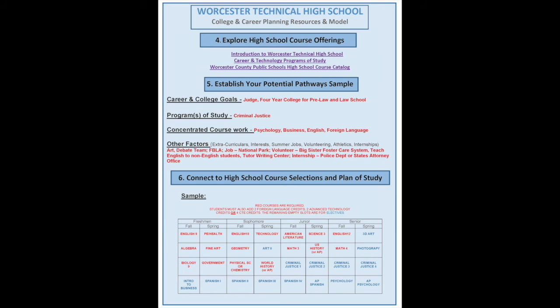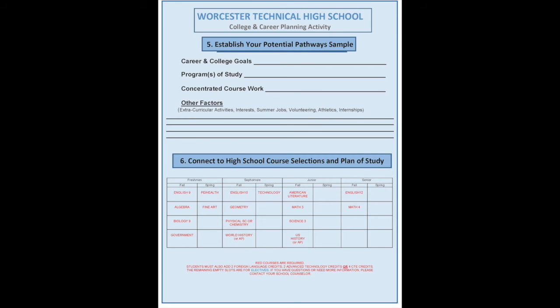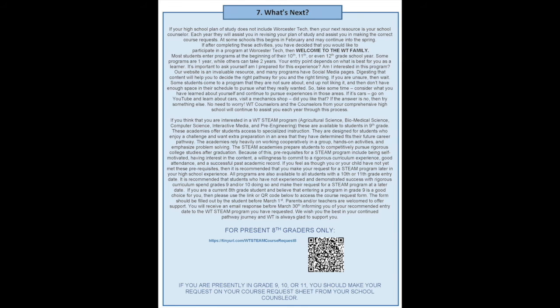The next resource that's there is a tool called the High School Course Planning Sheet. What that will help you do is to keep your end goal in mind and use your high school experience and your plan of study to meet that goal. So hopefully you'll find those tools valuable. If you work through those tools and you find that one of our programs here at Worcester Tech is for you, we will be delighted.